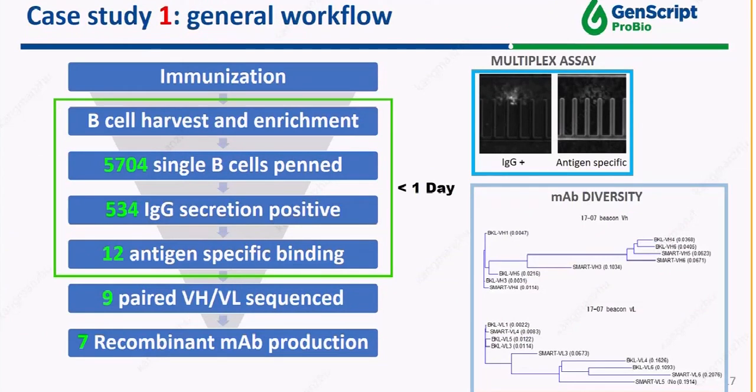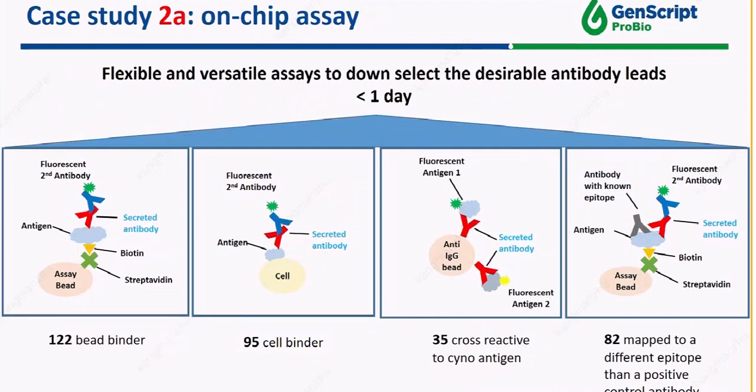Here I'm going to present a case study to illustrate the workflow from immunization to sequencing. With a little over 5,700 cells, we generated 7 leads, for which the affinity, or antigen-specific binding, was validated to be in the nanomolar range. Not only can we screen for antigen-specific binding, we can also have a selection of different assays according to your specific needs for each project.